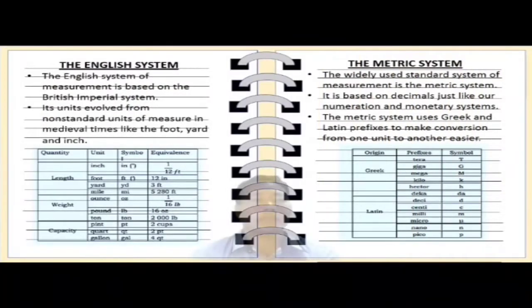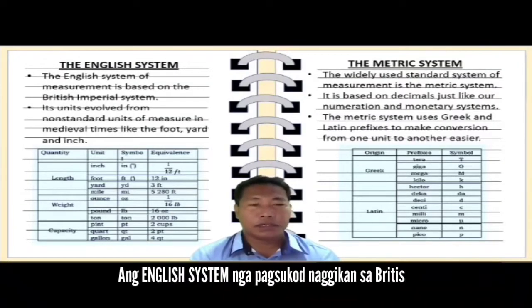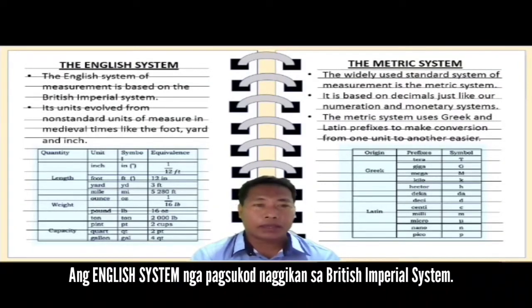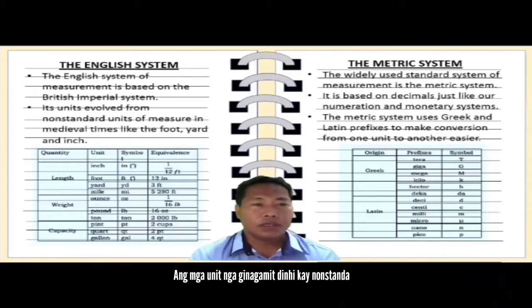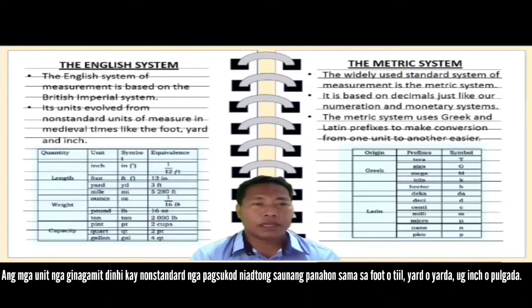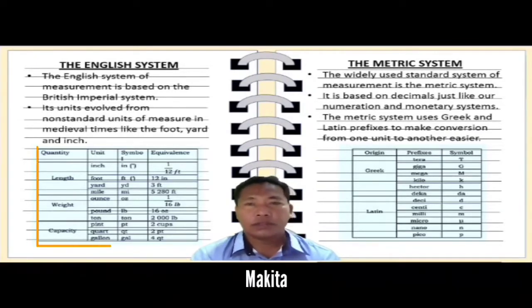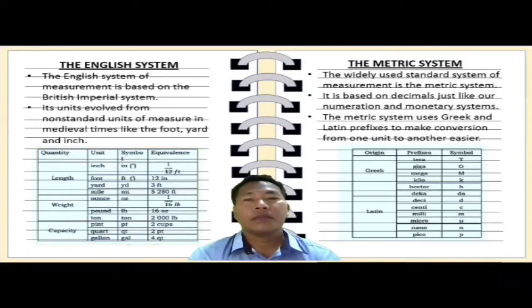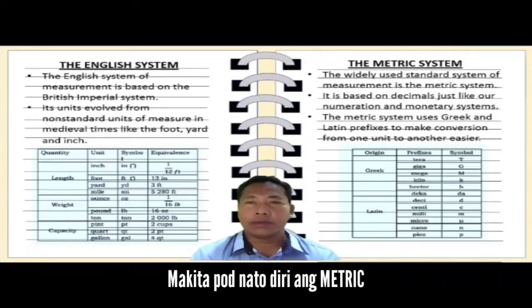Now, we have here the English system. The English system of measurement is based on the British imperial system. Each unit evolved from standard units of measure in medieval times, like the foot, yard, and inch. Okay, we have here a table. Okay, we have here also the metric system.